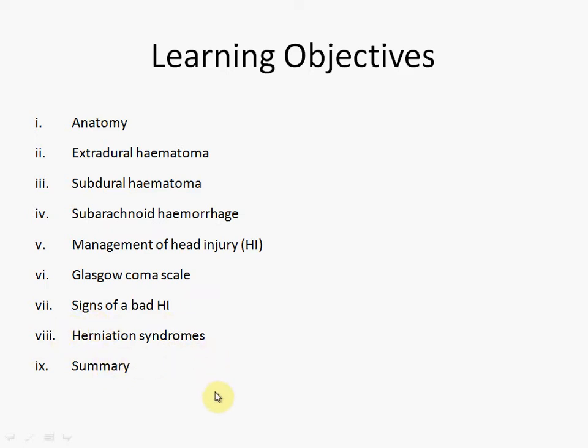We briefly looked at what happens if the intracranial pressure rises too high, at herniation syndromes, and now we're going to summarize. So what we're going to do is to construct a table. If you're able to fill this table in, you have understood and remembered the main points about these three types of bleeds. So let's go to this table now.